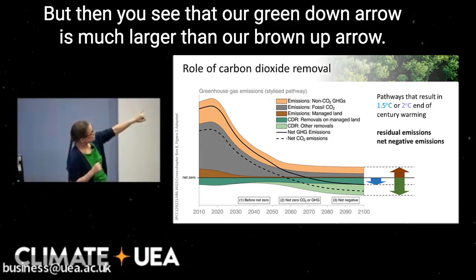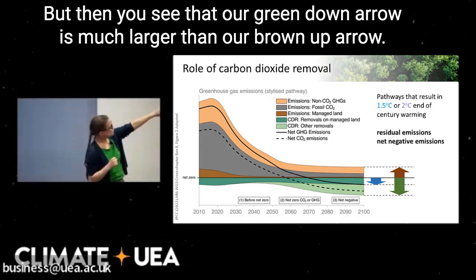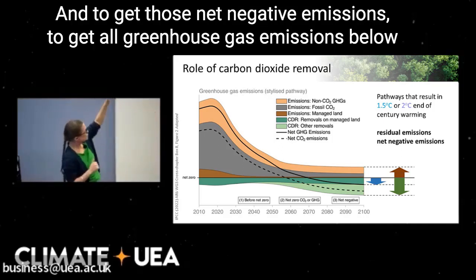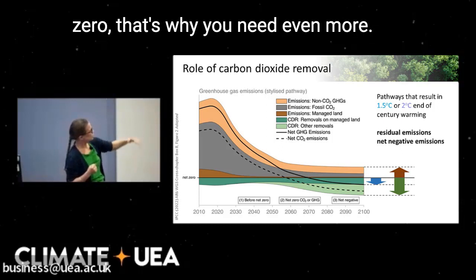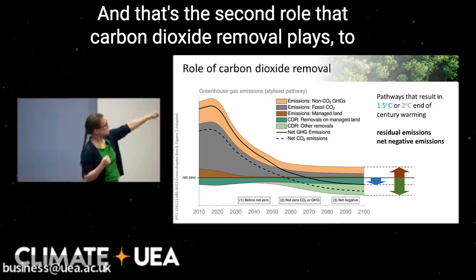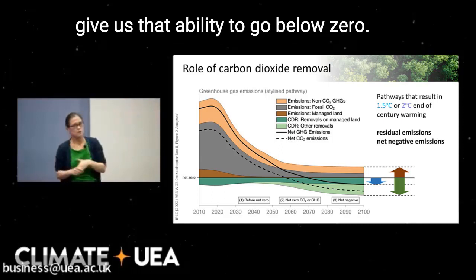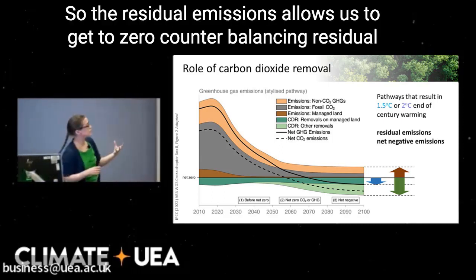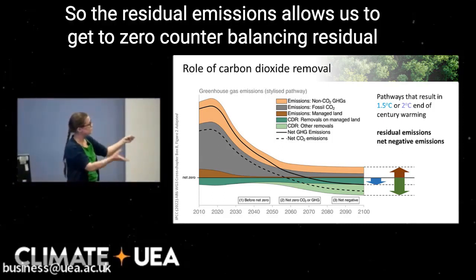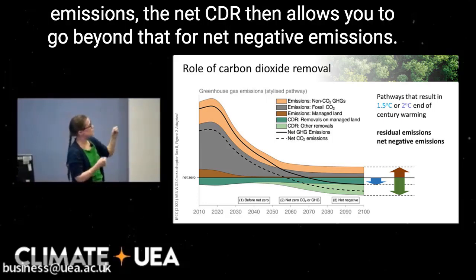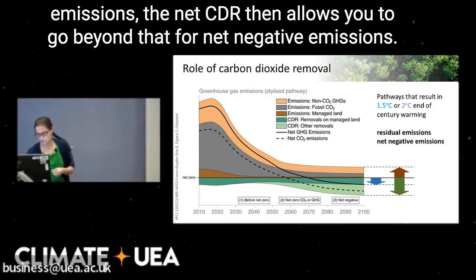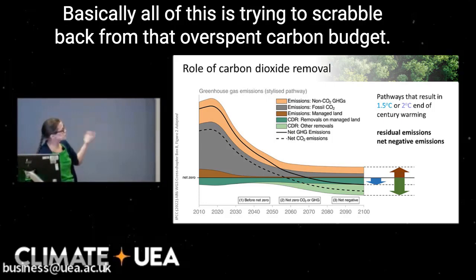But then you see that our green down arrow is much larger than our brown up arrow. And to get those net negative emissions, to get all greenhouse gas emissions below zero, that's why you need even more. And that's the second role that carbon dioxide removal plays, to give us that ability to go below zero. So the residual emissions allow us to get to zero, counterbalancing residual emissions. The net CDR then allows you to go beyond that for net negative emissions. Basically, all of this is trying to scramble back from that overspent carbon budget.